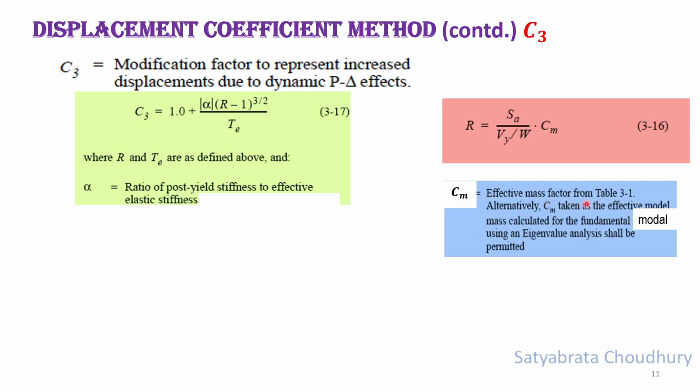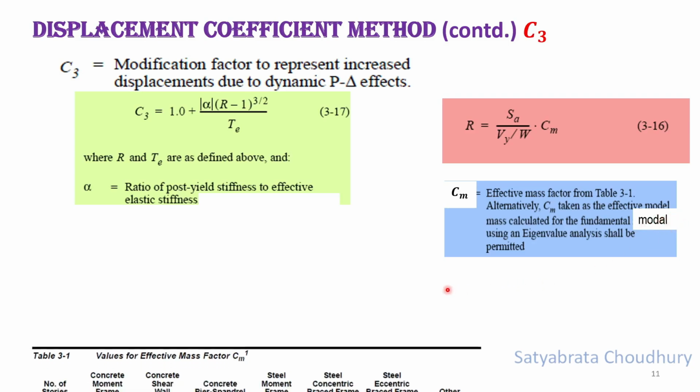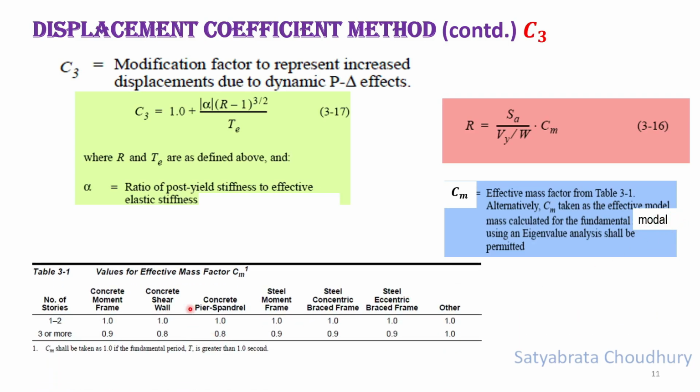Cm is the effective mass factor given in Table 3.1. Alternatively, Cm can be taken as the effective modal mass calculated for the fundamental time period. Though it was written as model in the document, it is actually modal, so I have given a correction here. Table 3.1 is shown here, which gives you the value of Cm based on the number of stories. But this we have discussed in the previous slide also.